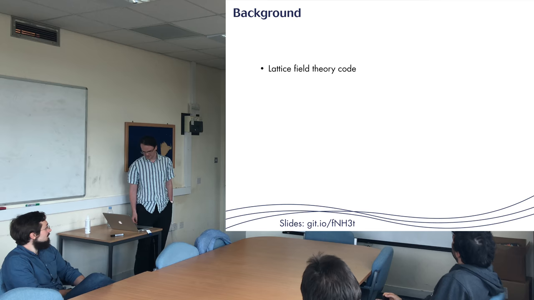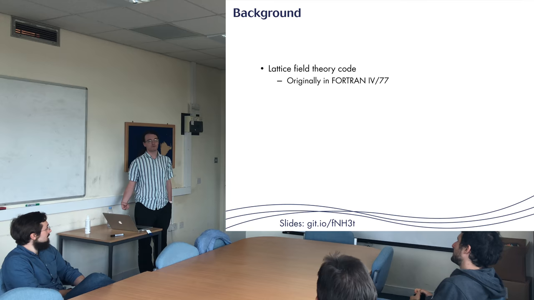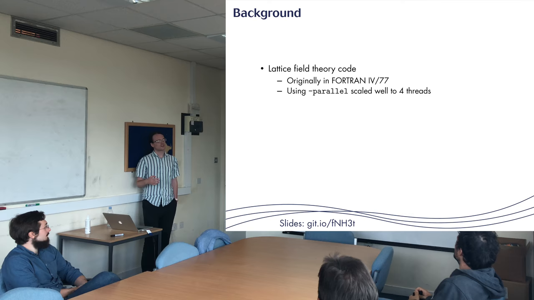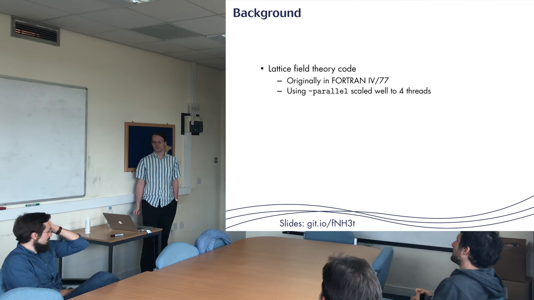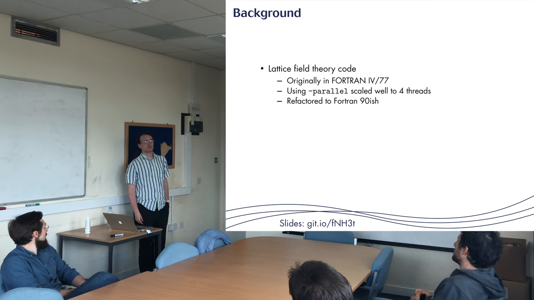So background, we're working on some Lattice Field Theory code. It was originally written in a mix of Fortran 4 and Fortran 77. And we found that using the Intel dash parallel option scaled quite well up to 4 threads, and then not so well after that point. I spent a couple of months refactoring this to Fortran 90-ish. I say ish because I don't remember if I used any 95 or not.